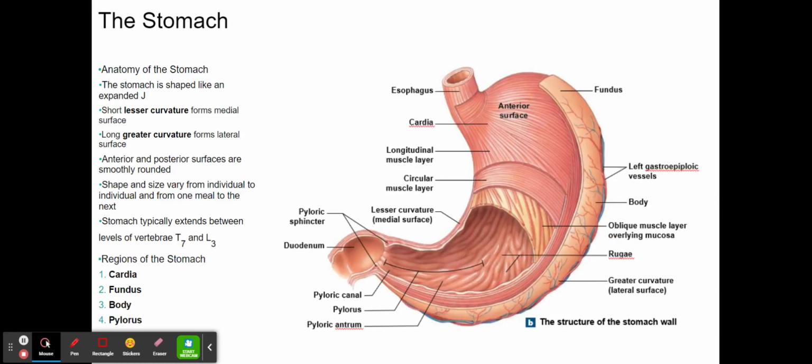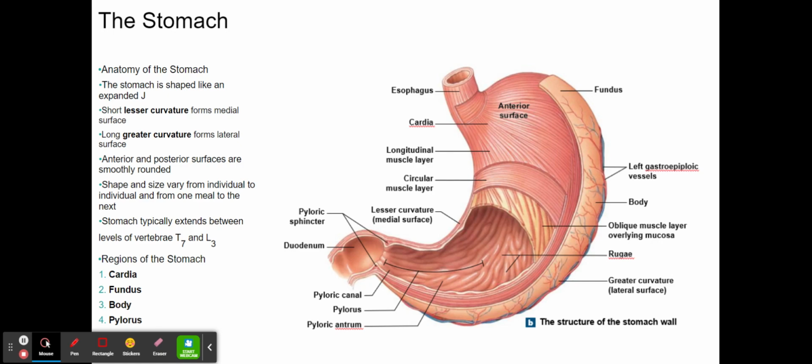The stomach has the shape of an expanded J. A short, lesser curvature forms the medial surface of the organ, and a long, greater curvature forms the lateral surface. The anterior and posterior surfaces are smoothly rounded. The shape and size of the stomach can vary greatly from individual to individual, and even from one meal to the next. In an average stomach, the lesser curvature is approximately 10 centimeters long, and the greater curvature measures about 40 centimeters. Typically, the stomach extends between the levels of vertebrae T7 and L3.